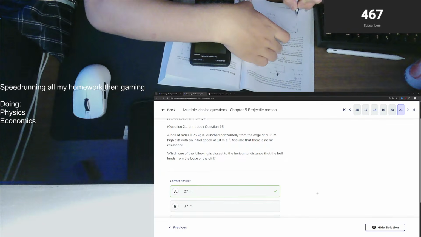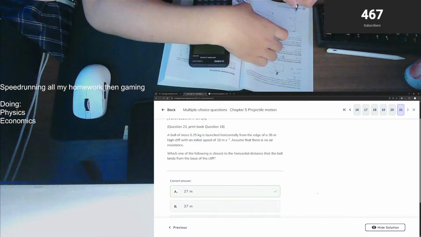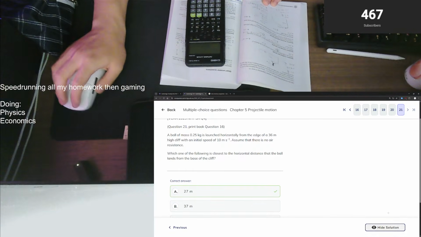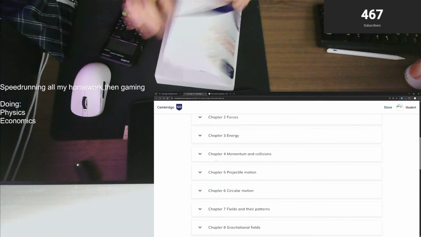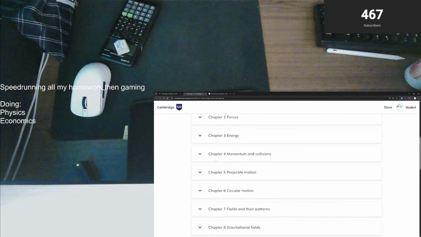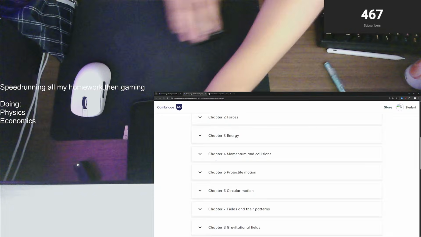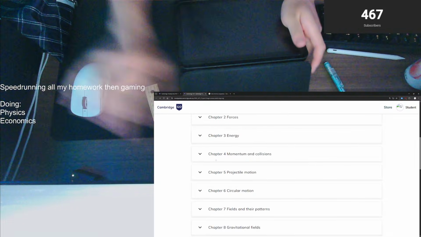Alright, now horizontal. V equals S on T. What are we trying to find? S equals V times T. S equals 10 times 2.7 equals 27. Yep, done. Holy crap, I'm done with physics. Now to do economics.